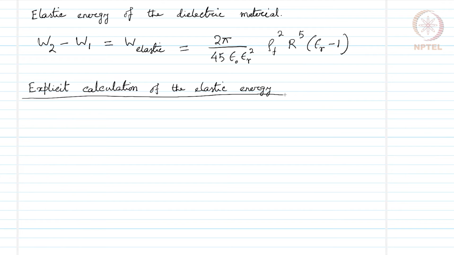So, we can assume that the dielectric material is a collection of tiny dipoles, each comprising +q and -q charge, and a spring constant K is attached to that. That means we are assuming this kind of a situation. This is plus Q charge and this is minus Q charge, and a spring is attached to this, where the spring constant is given as K.